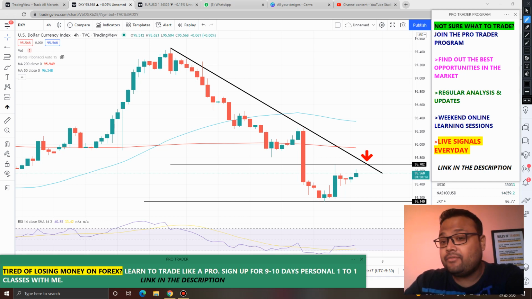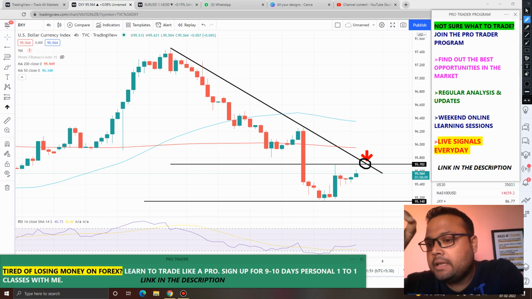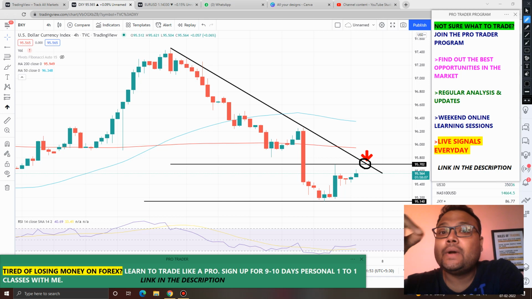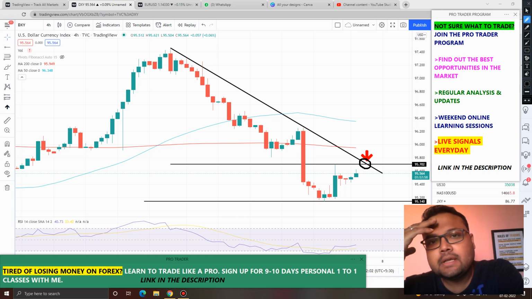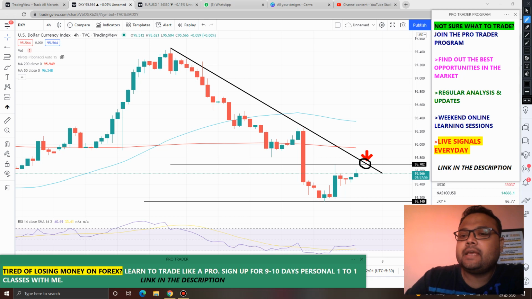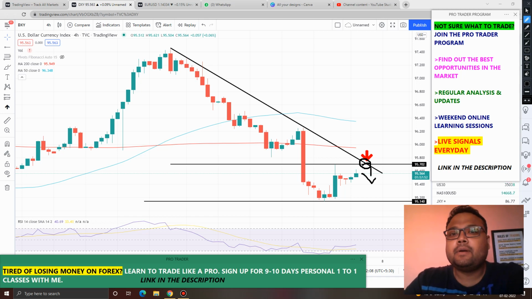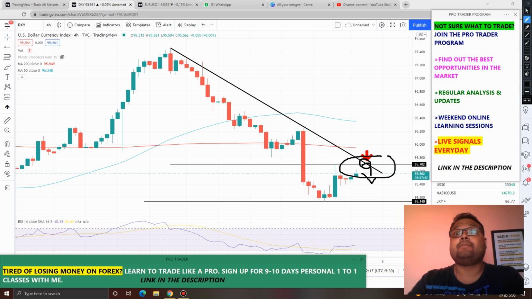Around 95.70, it will be very difficult for DXY to cross the level. The US dollar needs good buying power at this level to cross it, otherwise DXY will face some selling again and come down. As of now, let's keep our fingers crossed and see whether DXY is able to cross the level or not, but keep in mind that DXY has a resistance zone around 95.70.